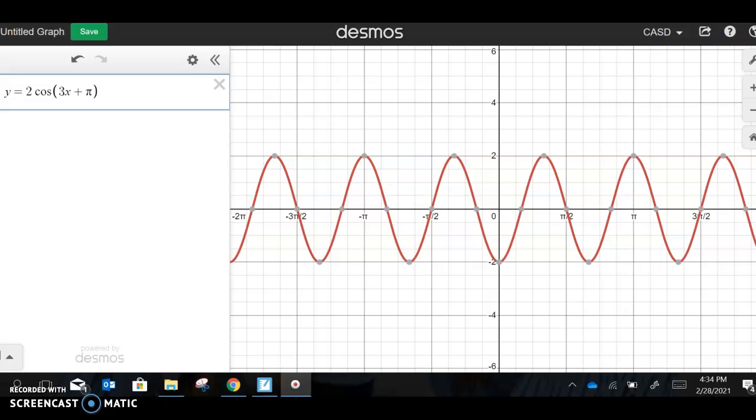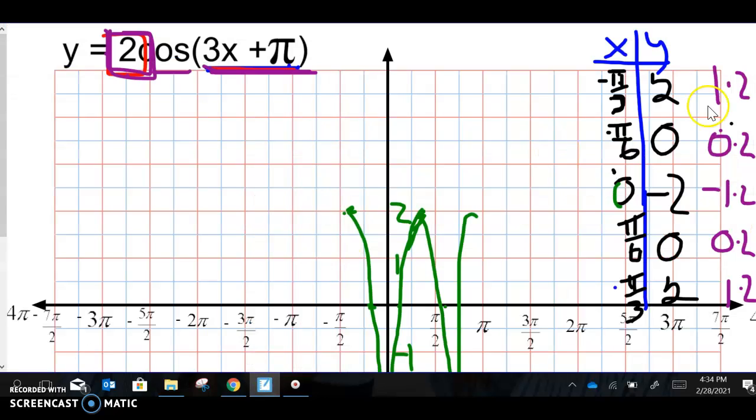Okay, so this is part 3 of our graphing techniques here. We just got done in part 2 graphing y equals 2 cosine of 3x plus pi, and this is what it looked like. We used these as our x coordinates and found the y coordinates by taking 2 times what we usually have as our y coordinates, 1, 0, -1, 0, and 1. Multiply that all by 2, and you get 2, 0, -2, 0, 2.